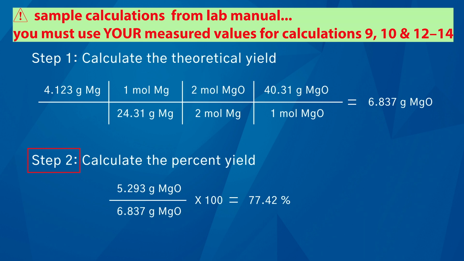Note that the step 1 sample calculation employs about 4.1 grams of magnesium, whereas you actually used less than half a gram. So it's expected that your actual calculations will differ quite a bit from the sample calculations.